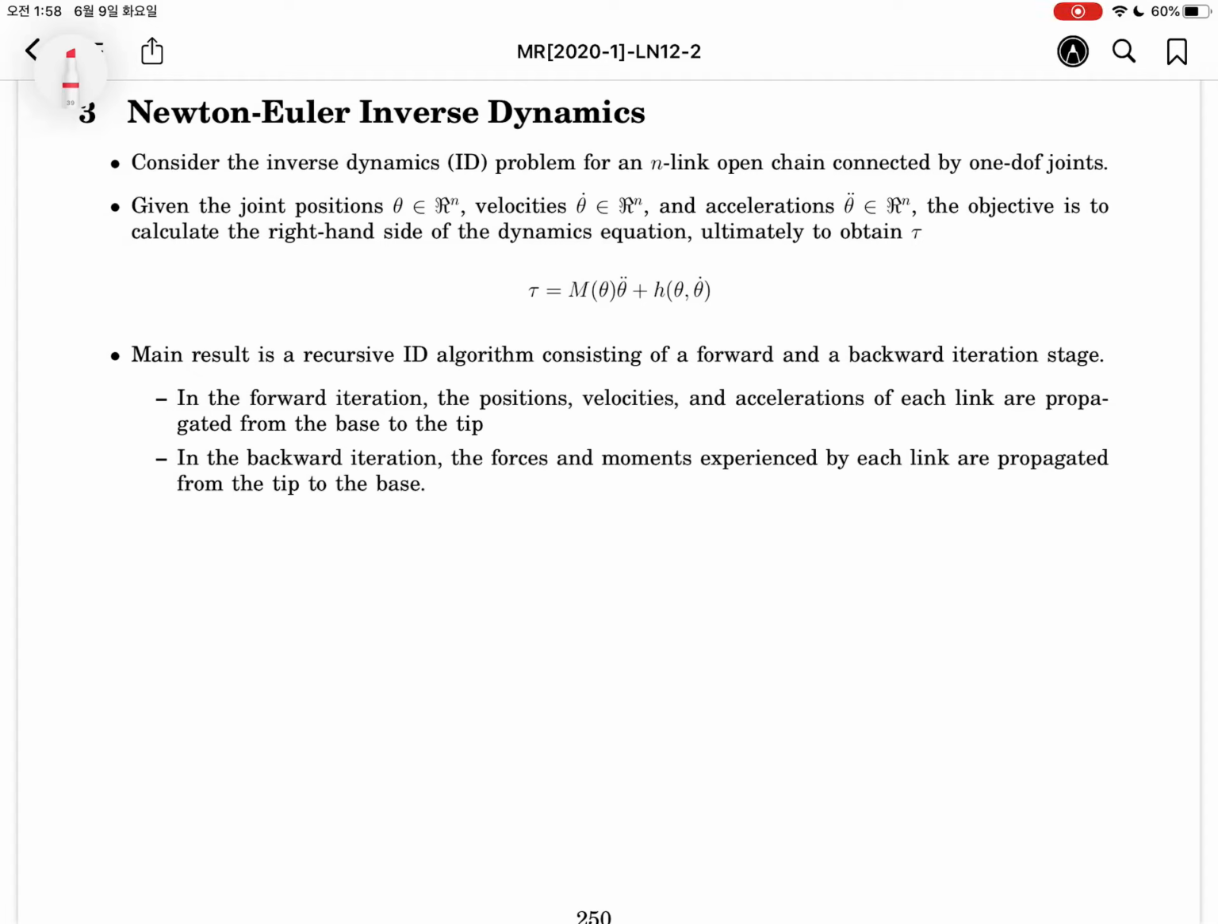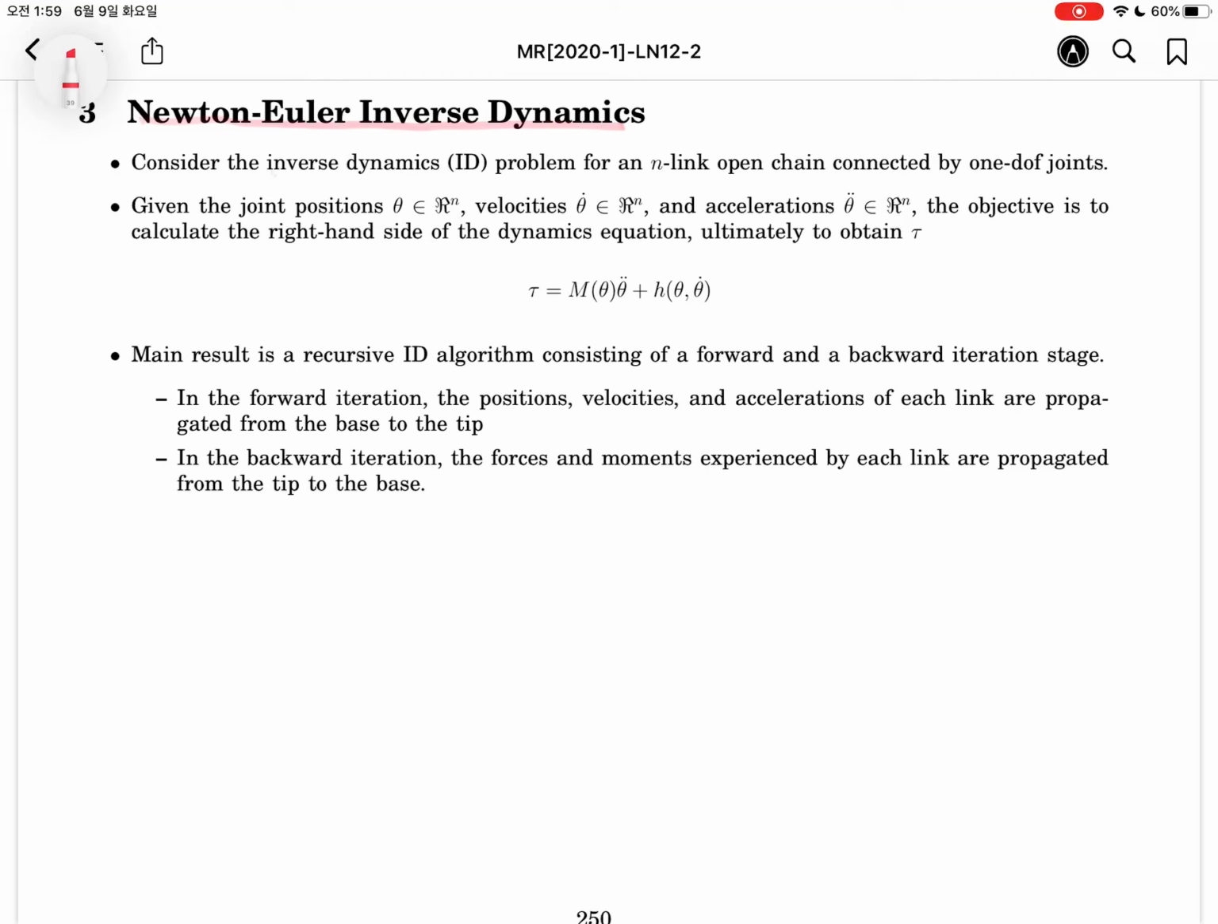Okay, section 8.3 on Newton-Euler inverse dynamics. Finally, we will derive the iterative Newton-Euler method to obtain the inertia, the centripetal and Coriolis matrix, and gravity.